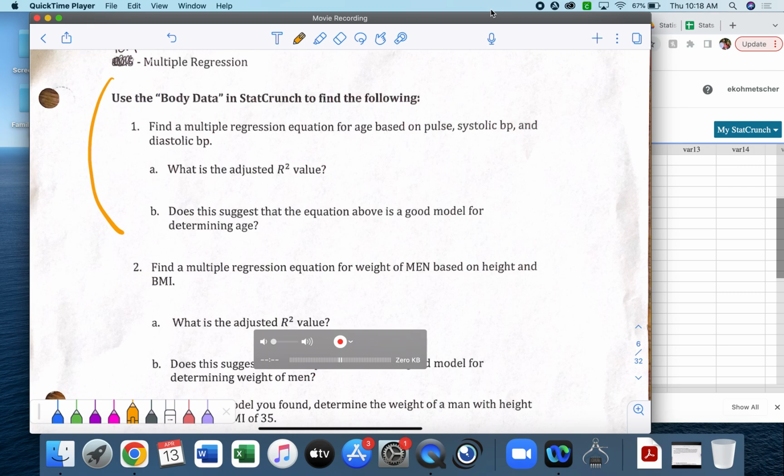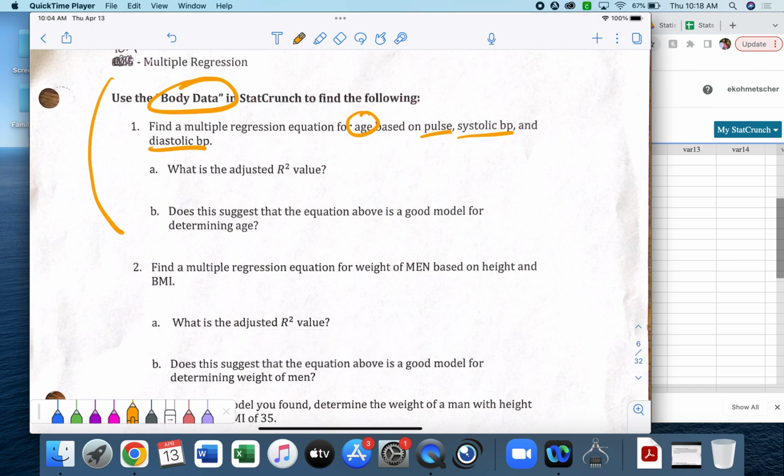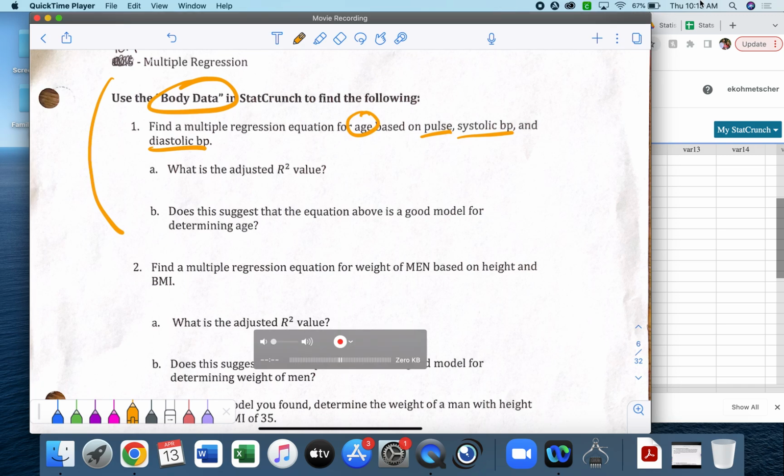So go back to your body data. They want you to use body data for this homework. But number 1 does have an A and a B. Find the multiple regression for age as your Y based on pulse, systolic, and diastolic. Do that. There's your number 1. All right, tomorrow we'll talk about dummy variable. Okay, so just get that one done for tomorrow.